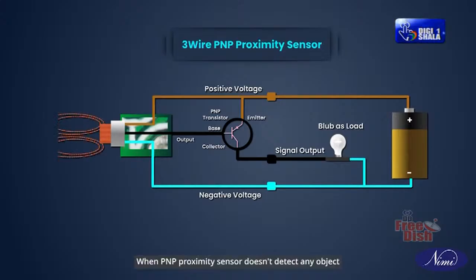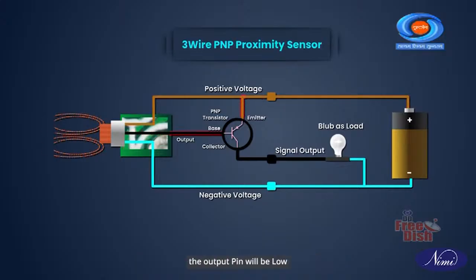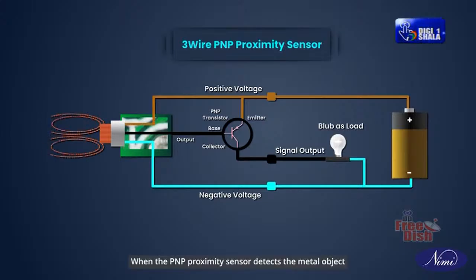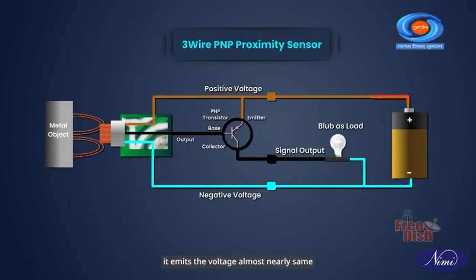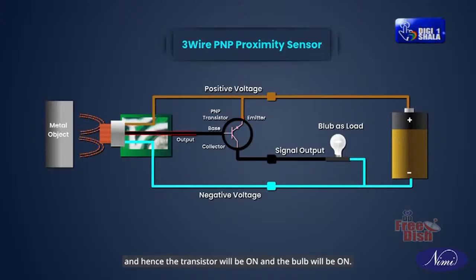When PNP proximity sensor doesn't detect any object, the output pin will be low, and so the transistor and the bulb will be off. When the PNP proximity sensor detects a metal object, it emits the voltage almost nearly the same as the voltage fed into the positive voltage pin, and hence the transistor will be on and the bulb will be on.